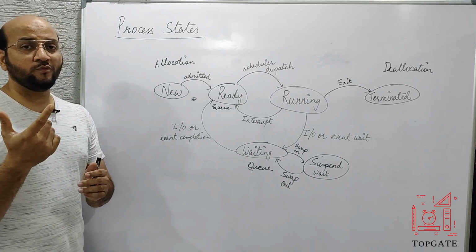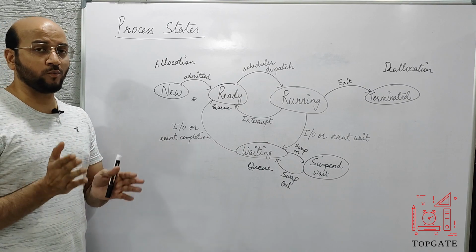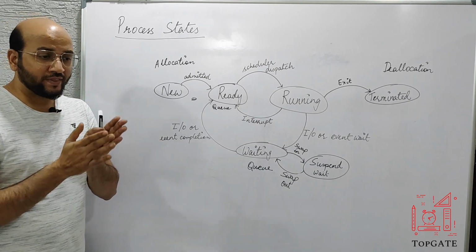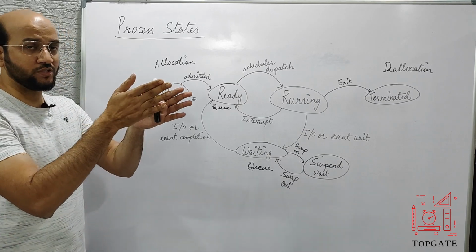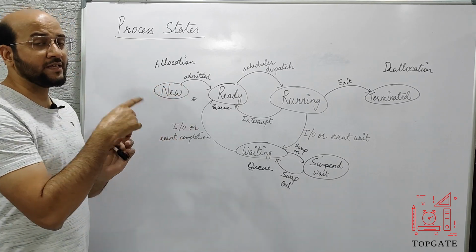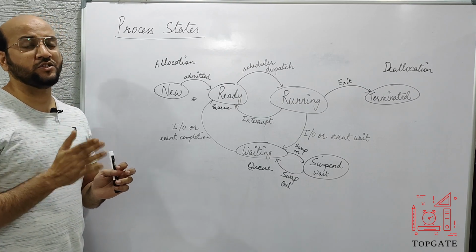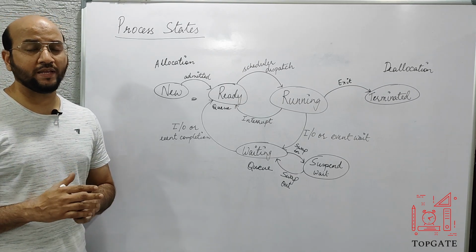Before studying what a process is, we should know what a program is and what is the difference between a program and a process. So with the help of the program, I'll move on to the process, and then I'll tell you what is the state diagram or the state transition of a process. So let's start with the lecture.